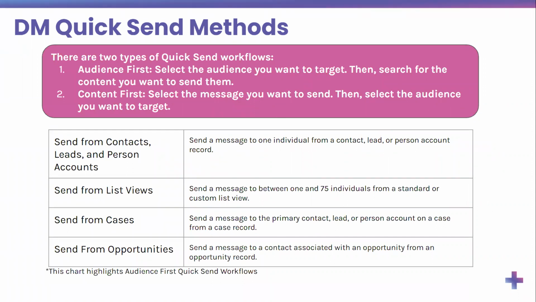There are two types of quick send workflows. This chart that you see here actually highlights the audience-first quick send workflows. The different types are send from contact, lead, or person account, and the ability to send from list views. You also have the ability to send from cases or even send from opportunities.